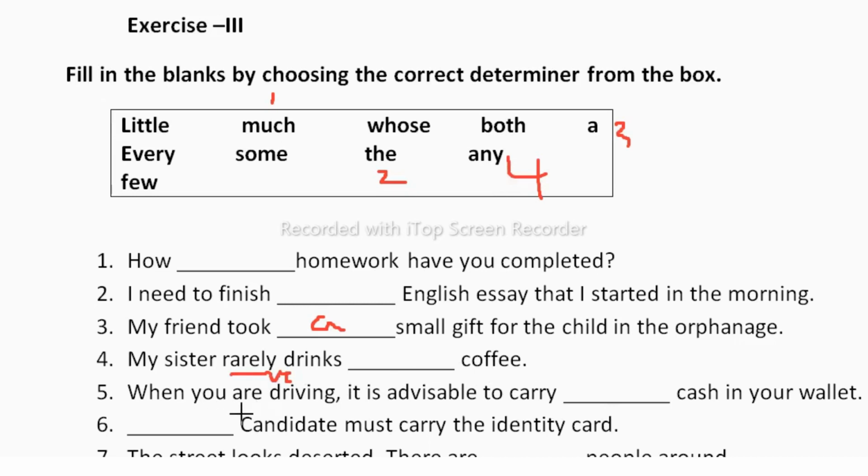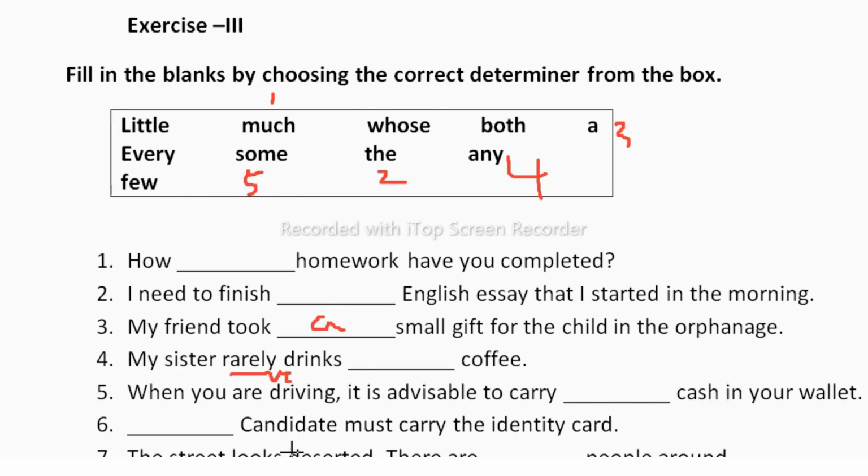When you are driving, it is advisable to carry dash cash in your wallet. Again, cash is money, so we cannot count money. We can count rupees but we cannot count cash and money. This is an uncountable thing, cash and money. So what can we write here? When you are driving, it is advisable to carry what? Some, because it is uncountable, so we need to use the term some cash in your wallet.